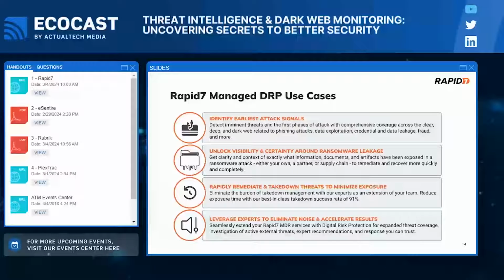So this could have been a previous ransomware attack against your organization, or even if, say, a partner of yours was compromised or a victim of ransomware, or someone in your supply chain was a victim of ransomware. We're able to understand exactly what information, documents, artifacts could have been exposed where your company's information was part of that, and we can help you remediate and recover from that. So you have some extended coverage beyond just your organization specifically. And again, we're able to take down and remediate on your behalf.